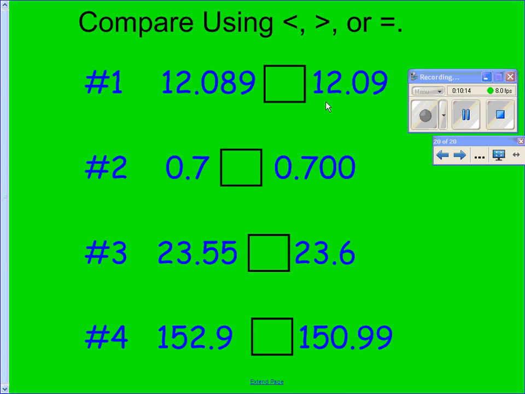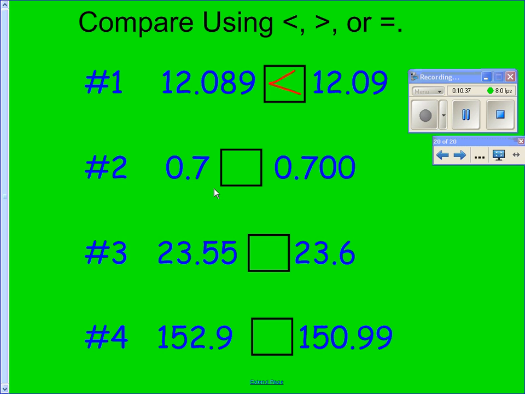Here's the mini quick check. Okay, you can pause it and do all 4 questions and then check your answers. Okay, number 1, 12 and 89 thousandths is less than, sorry, that's the wrong symbol, less than 12 and 9 hundredths.